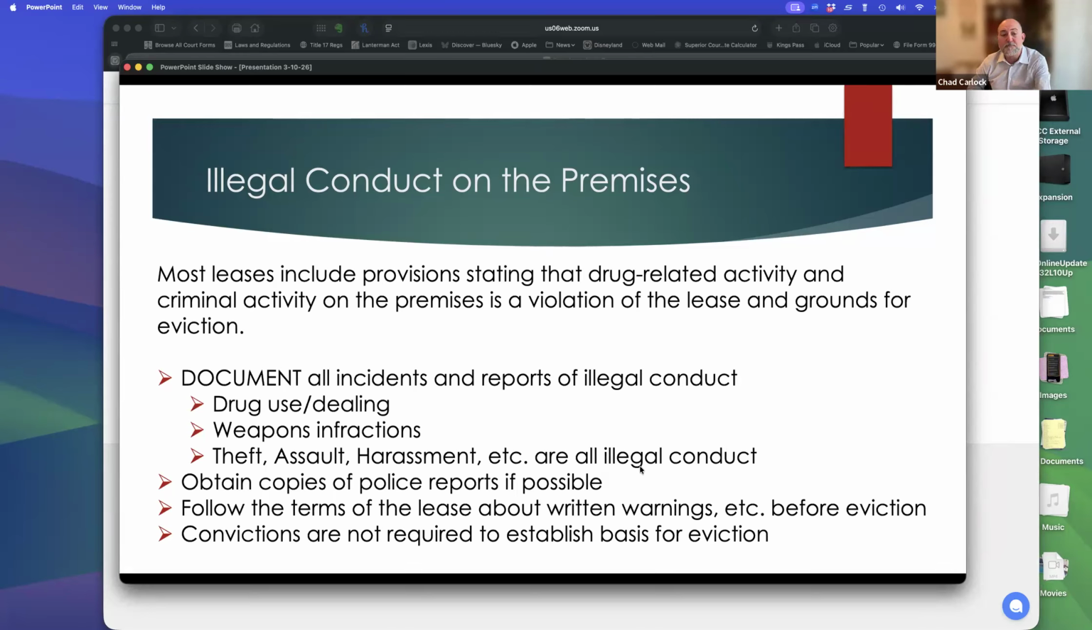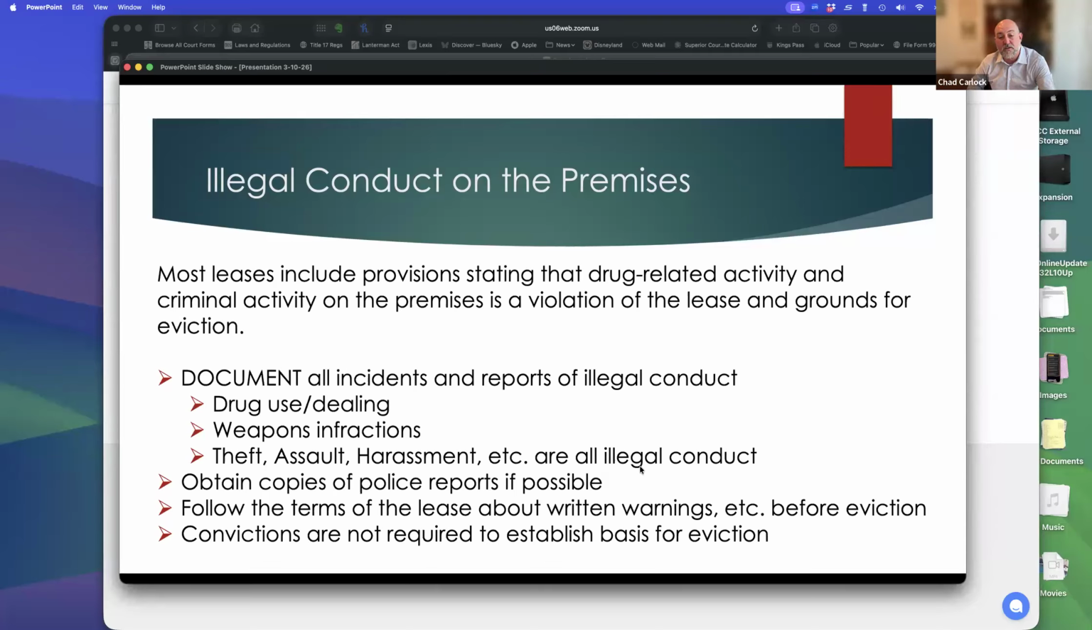So, if there are police reports, whether they went out for a noise violation and found some other situation going on, try to get copies of those reports. That can be tricky and take time sometimes, but try to be diligent in getting that, so you have documentation to back up whatever you need to do to deal with the situation.